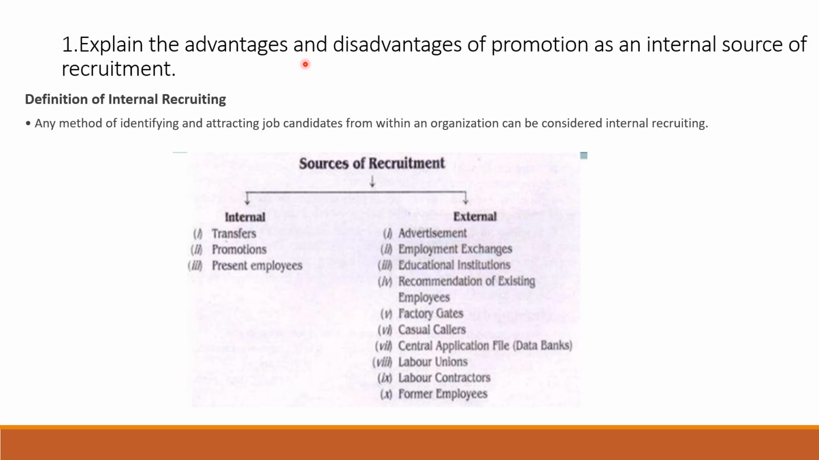Then the third part of the question was explain the advantages and disadvantages of promotion as an internal source of recruitment. This part carries 6 marks. Under this answer you have to first mention the definition of internal recruitment. Then go to a diagram on sources of recruitment which shows internal sources and external sources. You can see here internal sources. One of the internal sources is promotion, about which you have to explain the advantages and disadvantages.